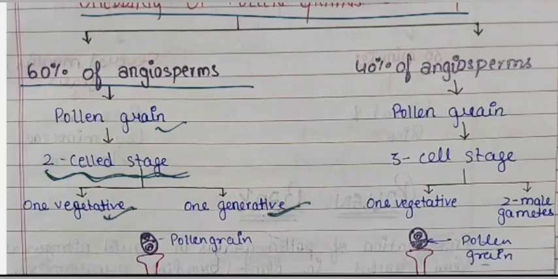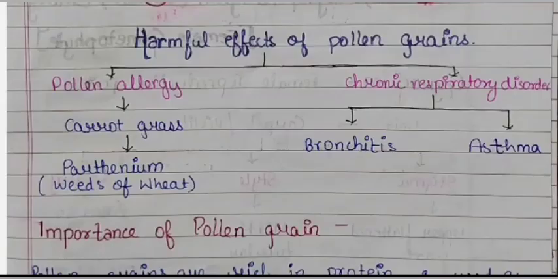Now in the other 40% of angiosperms, the pollen grain sheds at the three-cell stage, that is, one vegetative cell and two male gametes. Okay. Now we will talk about the harmful effects of pollen grains. Pollen grains cause pollen allergy and also cause chronic respiratory disorders.